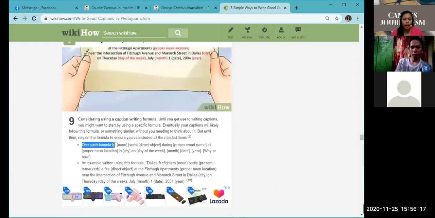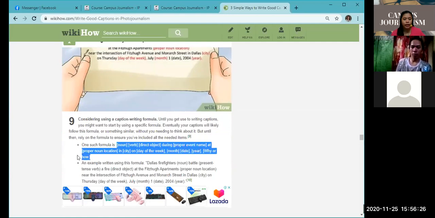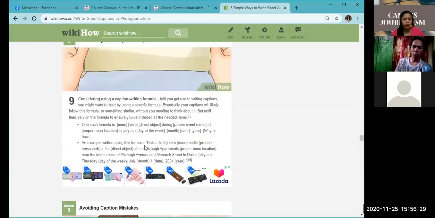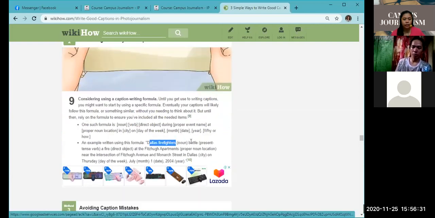For example, one such formula is noun, verb, direct object, during proper event name, at proper noun location in city, on what day, month, date, year, why, and how. For example, Dallas firefighters, this is the noun. Battle, this is the present tense verb. A fire, this is the direct object. And then at the Pittsburgh apartment, this is a proper noun location near the intersection of Pittsburgh Avenue and Monarch Street in Dallas, city. On what day? Thursday, July 1, 2004. Okay, that works.